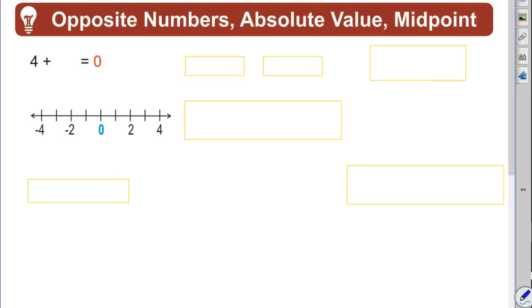All right, well, here's our quick review of opposite numbers, absolute value, and midpoint. First off, opposite numbers. You should think of this as two numbers where the sum is 0. So if you've got 4, it's got to be -4. 4 plus -4 equals 0.